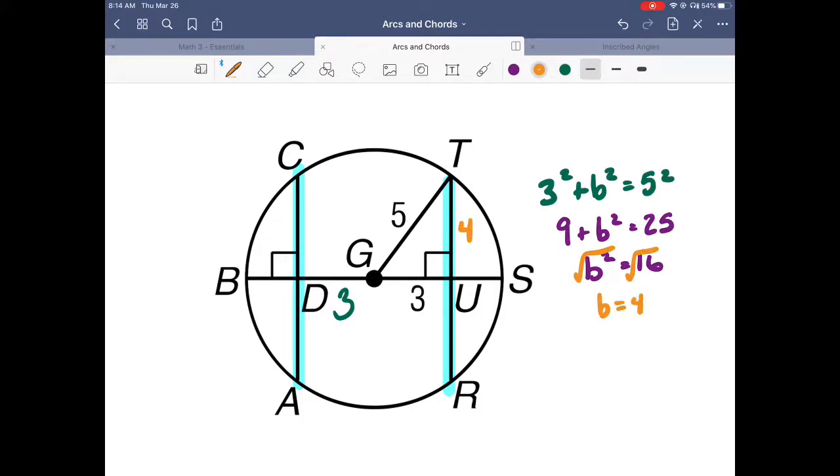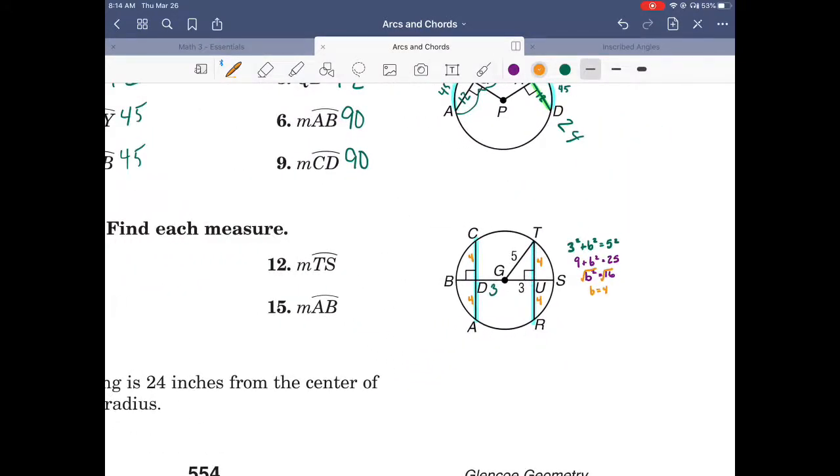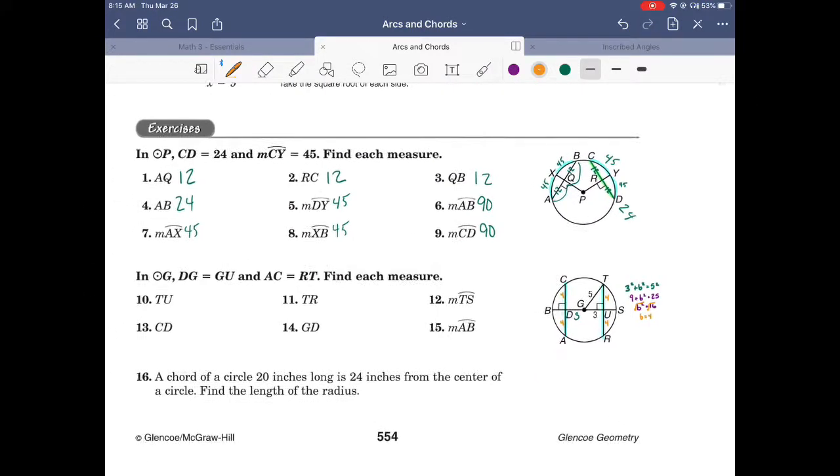Okay, so TU is 4, which means UR also has to be 4, which means AD is 4, and CD is 4. Okay, let's hope that that's enough information right now. It's not going to be. Okay, TU, we just said was 4. TR, if I look at the whole picture, it's 4 and 4, which is 8.